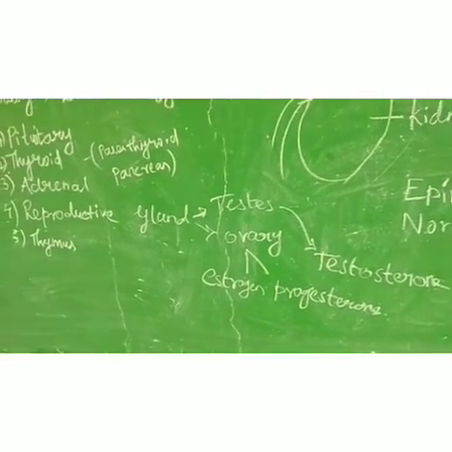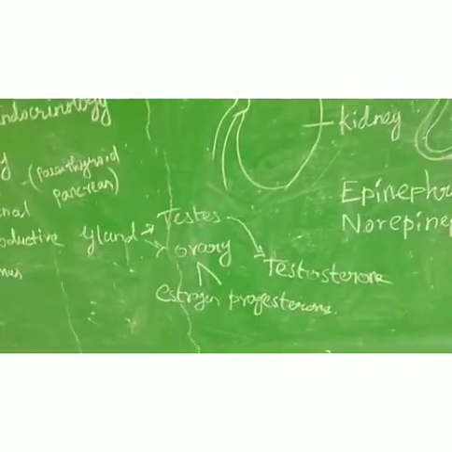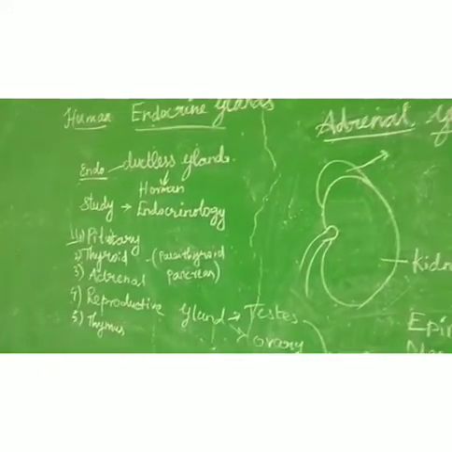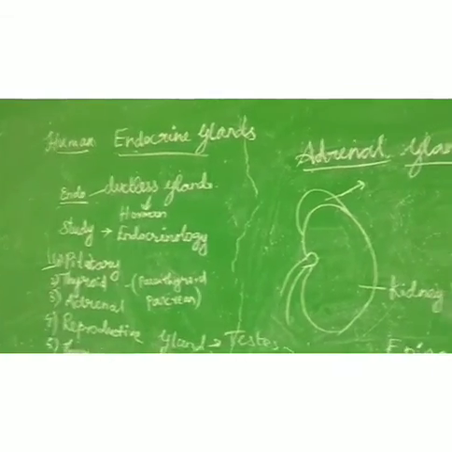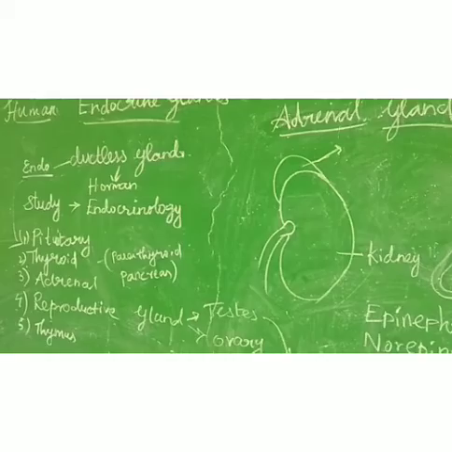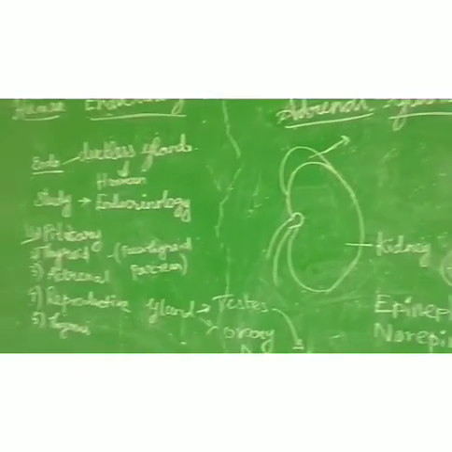Next we saw the last gland, the thymus gland. The thymus gland is located in the chest region. It is partially an endocrine gland and partially lymphoid in function. This thymus gland produces the hormone called thymosin.